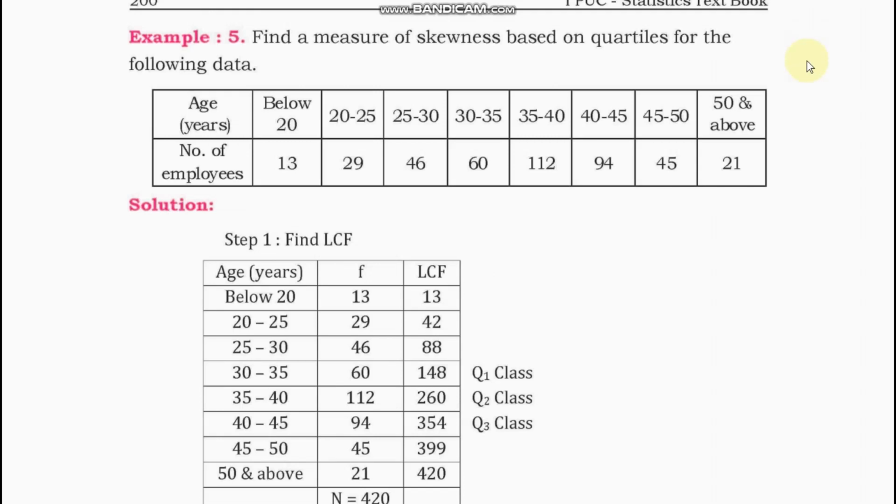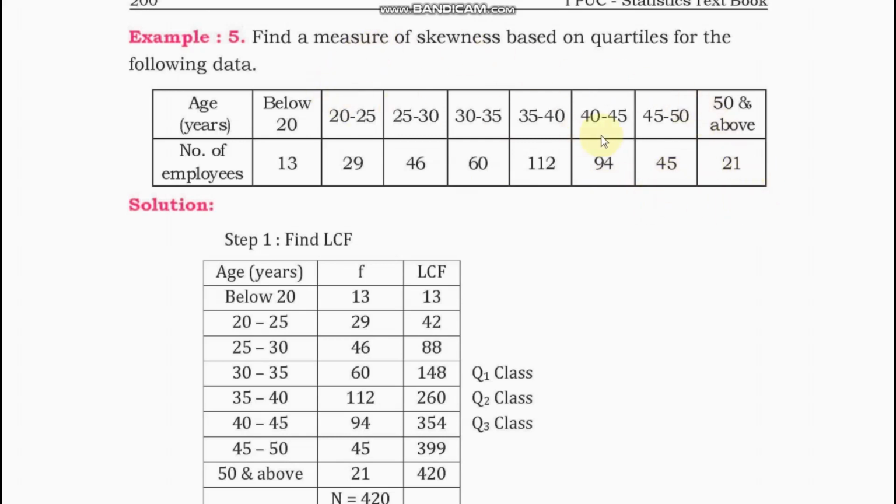Now let us look at another problem here. Find the measure of skewness based on quartiles for the following data. The data is age. The class intervals are below 20, 20 to 25, 25 to 30, 30 to 35, 35 to 40, 40 to 45, 45 to 50, 50 and above. The class frequencies are 13, 29, 46, 60, 112, 94, 45 and 21.